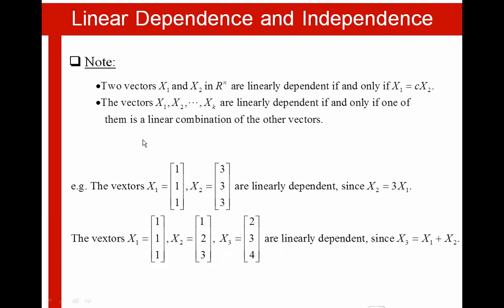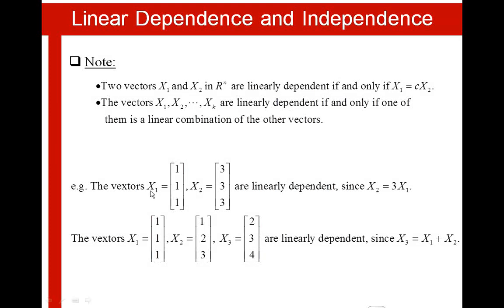Another note here: two vectors x1 and x2 in Rn are linearly dependent if and only if x1 is equal to c x2. In other words, one vector can be written in terms of the other one. The vectors x1, x2 to xk are linearly dependent if and only if one of them is a linear combination of the other vectors. So if we can write one of the vectors as a linear combination of the others, then these vectors are linearly dependent.